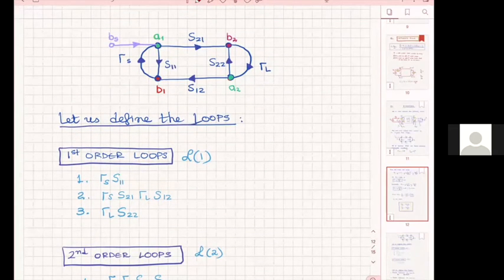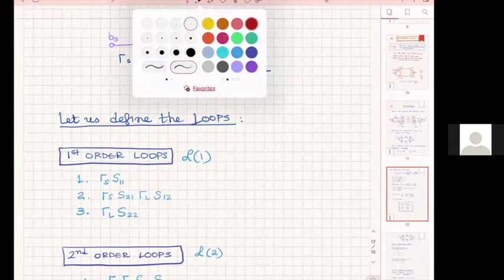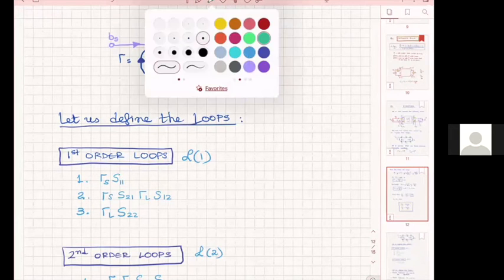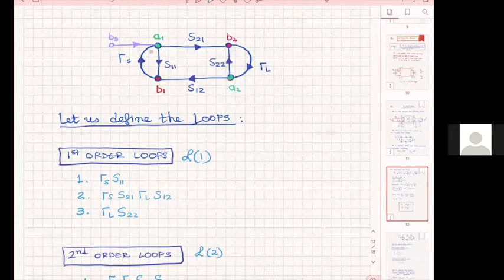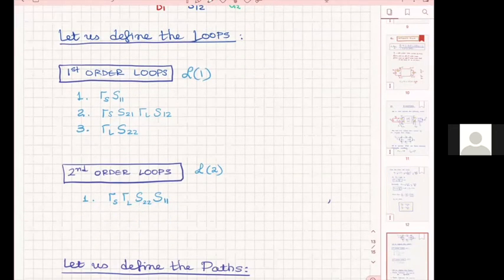So then what I do is I go and see whether I have second order loops. The only way I can have a second order loop is if there are any first order loops that do not touch. How many first order loops do I have that do not touch? Here, 1, 2. So if I take these two loops and multiply them, then you get this one, which is a second order loop. And that's about it. I have nothing else.